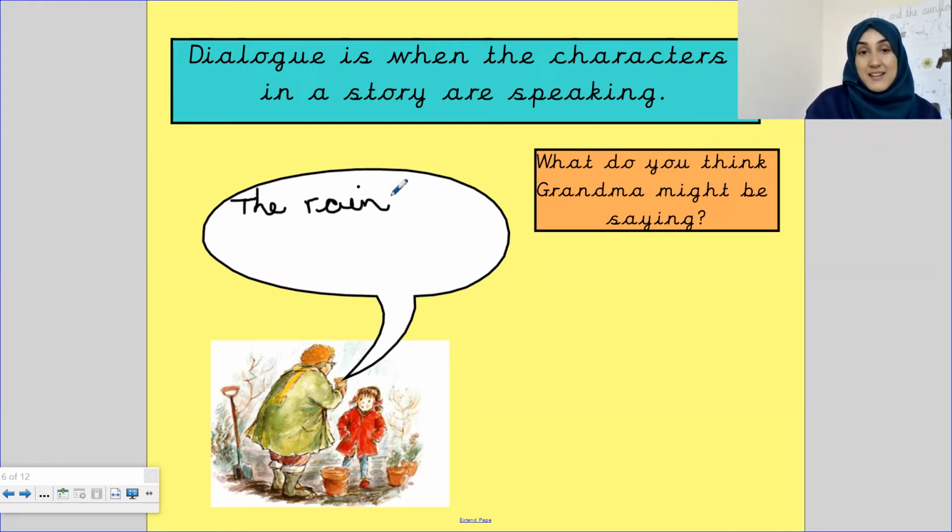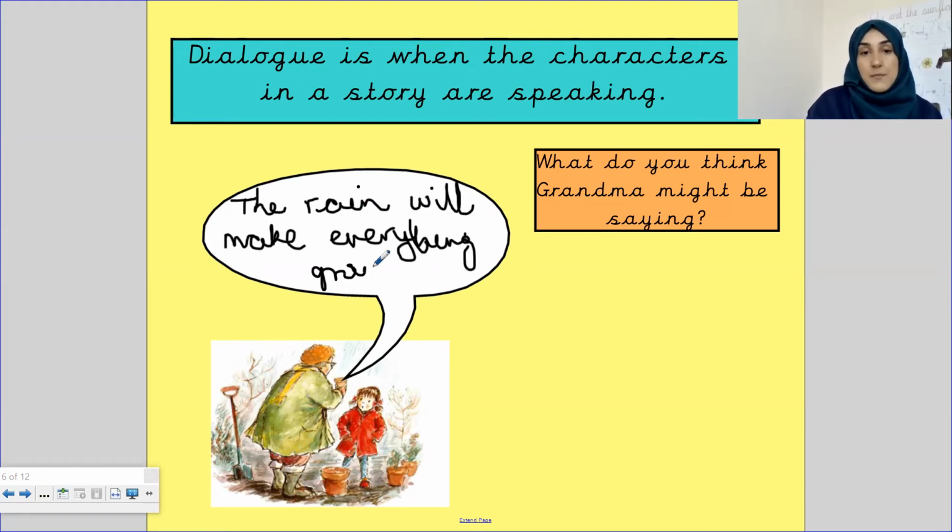Yeah, what's the next word? Well done. Will make what grow? Everything grow. Well done. Everything grow. Now, because Grandma is speaking, what do I need to put at the front? A baby 66, which are speech marks. Well done. And what do I need to put at the end? She stopped speaking now. Baby 99.